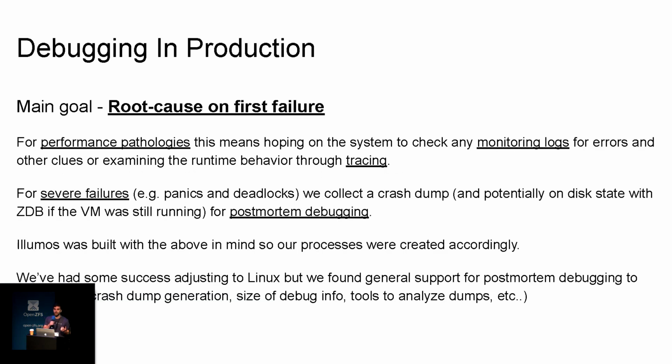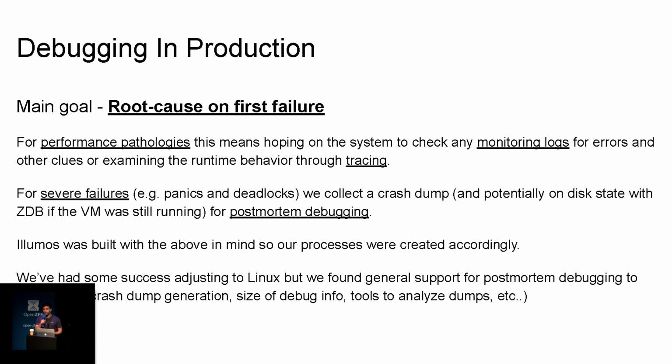As an engineering organization, one of our main goals on that aspect is to root cause on first failure. Whenever we hit an issue in production, we want to debug it there and then. For performance pathologies, what this looked like most of the time is hopping on the VM, gathering some logs, and if that's not enough, trace the system to analyze its runtime behavior.